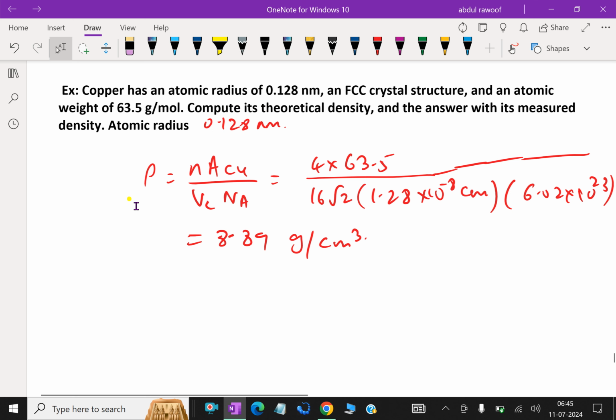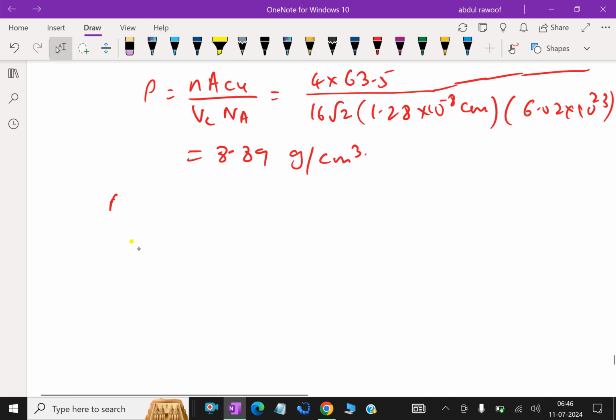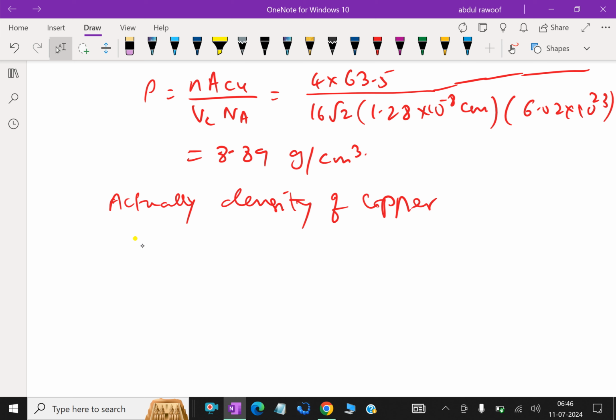Actually, the measured density of copper is 8.94, and by using the face centered cubic crystalline structure, the density gives 8.89. It's very close, very close results.